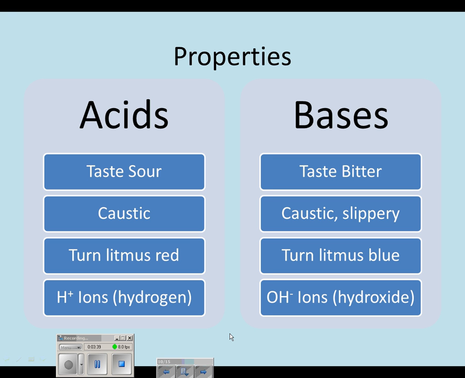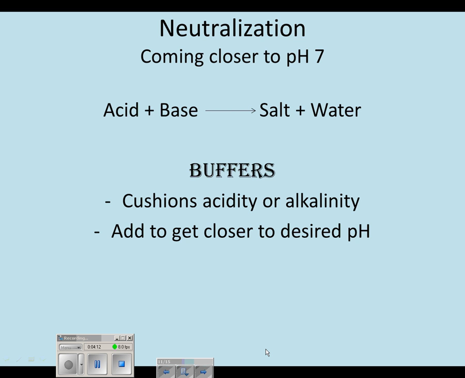If we look at the properties of acids and bases, acids tend to taste sour where bases taste bitter, and both are caustic, which means that they will burn your skin. Bases, though, are slippery. That's what makes stronger bases such good cleaning materials. If we're going to test with litmus paper, litmus is an indicator which will change color in the presence of certain materials. So acids turn litmus red and bases turn litmus blue. In acids, we're again looking at the hydrogen ions, and bases, we're going to look at the amount of hydroxide ions.